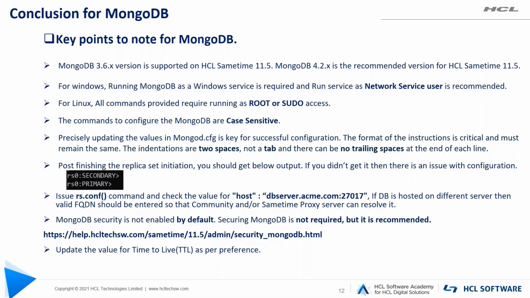And if you're using the meeting server, then it is a must to put the FQDN in the Mongo file, because this meeting server is completely hosted on a different Linux box. So it may find it difficult to connect to MongoDB. So we always recommend our customers to avoid using localhost or 127.0.0.1 entry.